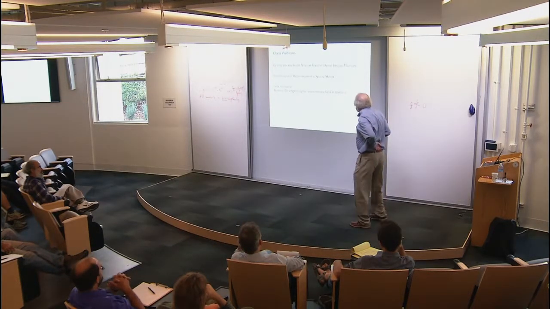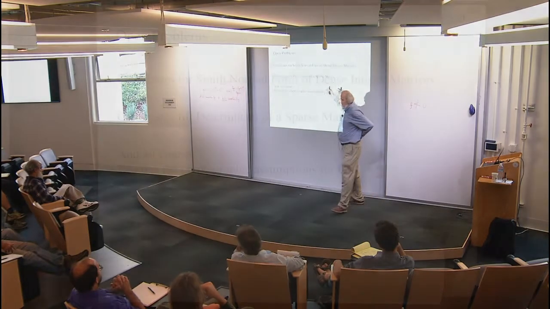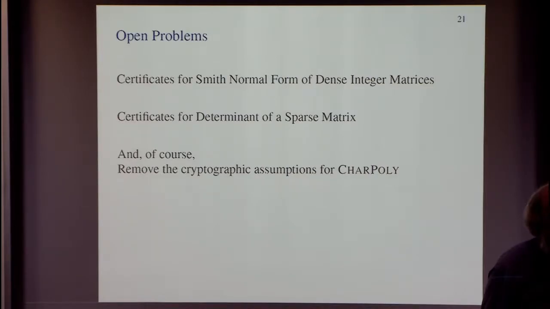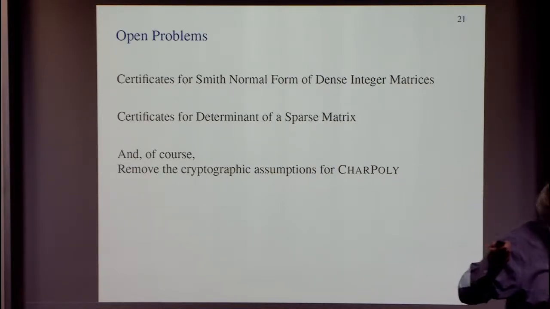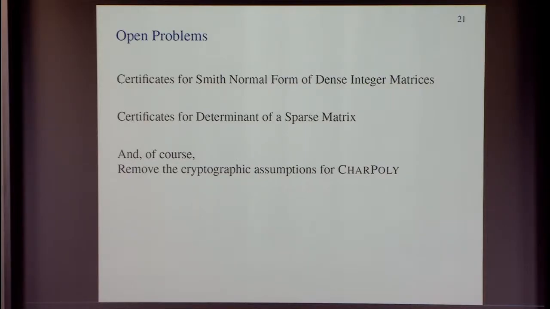I'm out of time, I'm over time. I showed you a certificate for sparse rank. For the rank of a sparse matrix we have a certificate, but for the determinant of a sparse matrix we have no certificate. I don't know how to certify such a quantity in linear time in the input. Don't know how to do it. But what also would be nice is if we would have a certificate for the characteristic polynomial that doesn't depend on this cryptographic assumption. You see, our rank doesn't depend on the cryptographic assumption. The determinant doesn't depend on the cryptographic assumption. But the characteristic polynomial does.